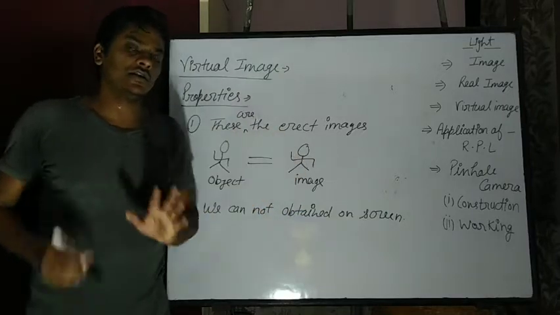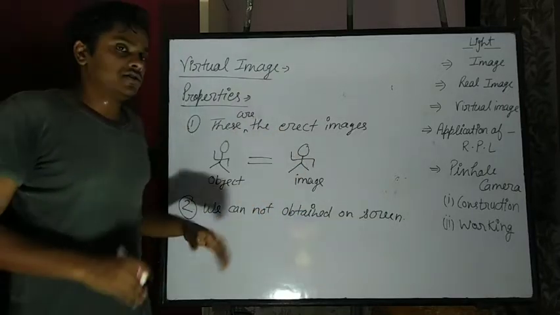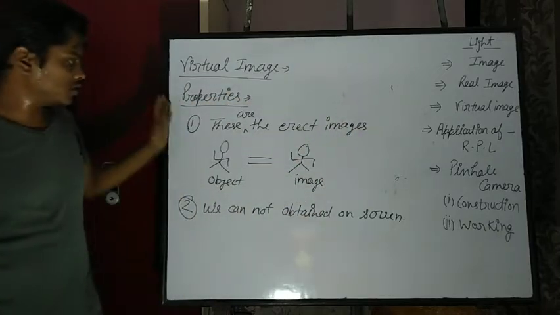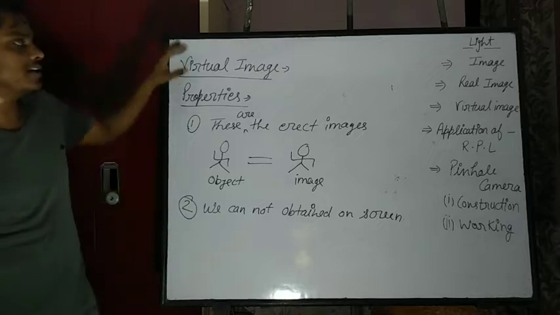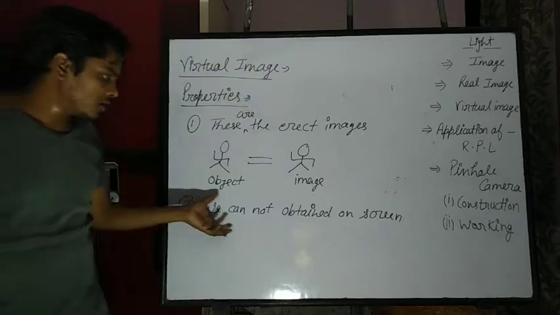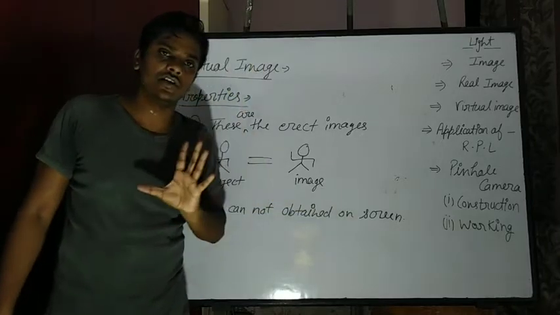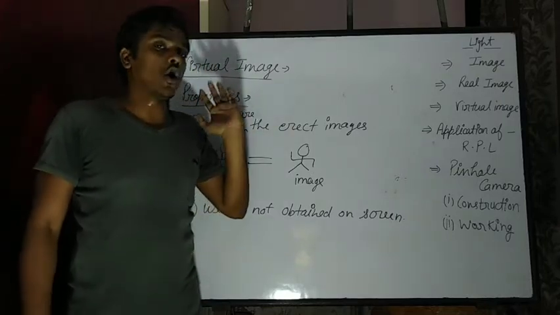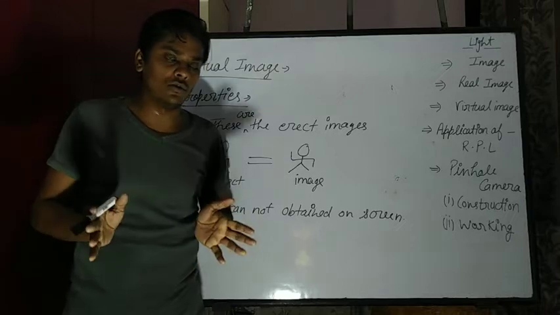Okay, this is the difference between real images and virtual images. Also this is the property, that's why it is called a virtual image. Why? Because we cannot obtain it on screen. So whatever we are seeing in our real life, those are all real images, not the virtual one.